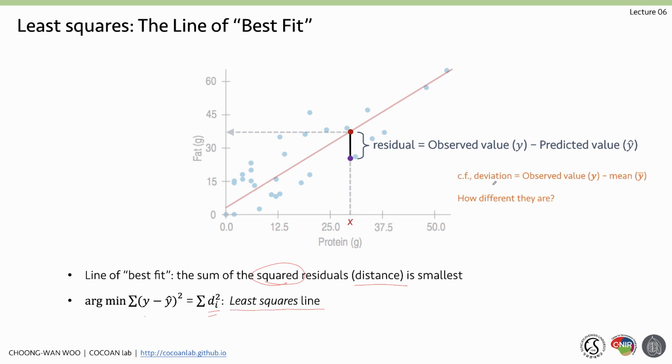finding the parameters that minimize this value gives the least squares line. So we previously learned about deviation, that is y minus y bar, where y bar is the mean, and how different they are. So this is just how the y value changes from the mean of y, but this is the predicted value with the regression line. So if I say this mean value is the simplest model that I can think of, y hat is based on more elaborate models like the linear model.